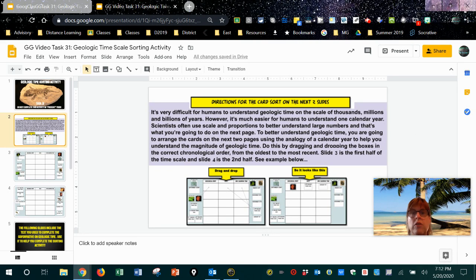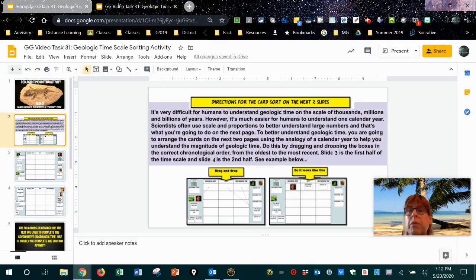And we know magnitude means how big it is, right? And then analogy means we're comparing two things that are different, but because we're really familiar with one thing, it's going to help us understand another. So you're very familiar with the calendar year. And geologic time is kind of complex, so that will help us understand it better.